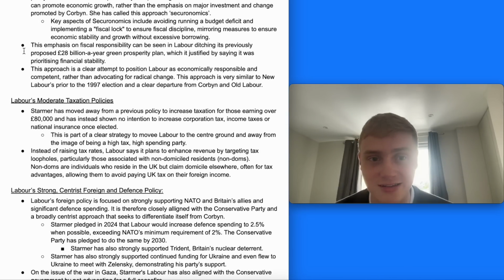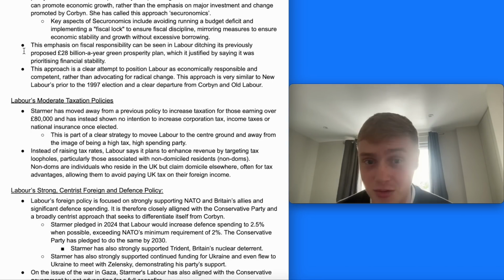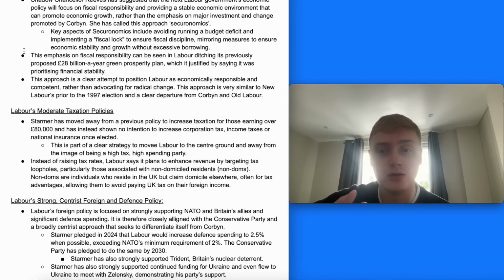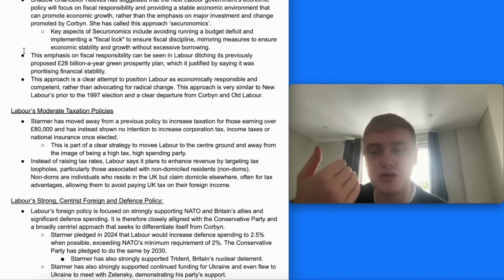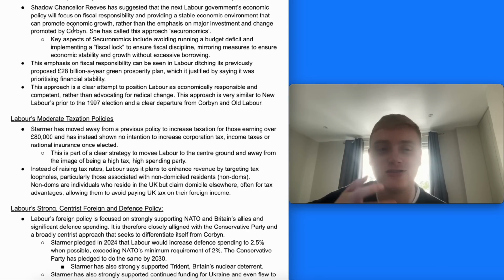This can also be seen in the moderate taxation policies. Starmer, when he became Labour leader, had originally said that he'd increase taxation for those earning over 80,000. That's now been moved away from. Effectively, the Labour Party is saying they have no intention to increase corporation tax, income taxes, or national insurance once elected. That's a clear strategy to move to the centre ground, pick up middle class voters, and move away from this image of a high tax, high spending party that they regained under Corbyn. Instead, they're emphasising they'll raise money through loopholes, such as in relation to non-doms. In reality, that's not going to raise anywhere near as much as tax rises, but it works quite well as a political strategy.